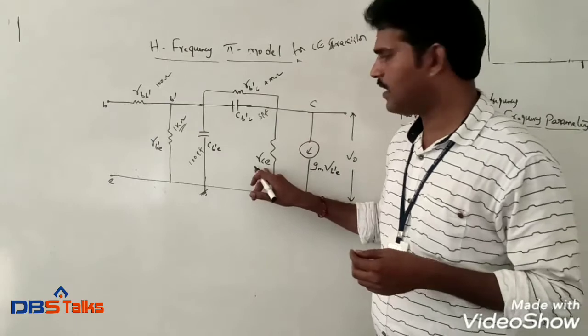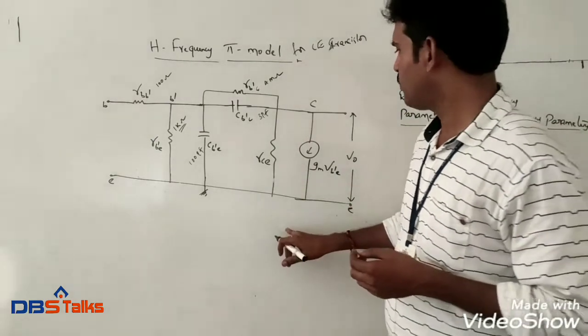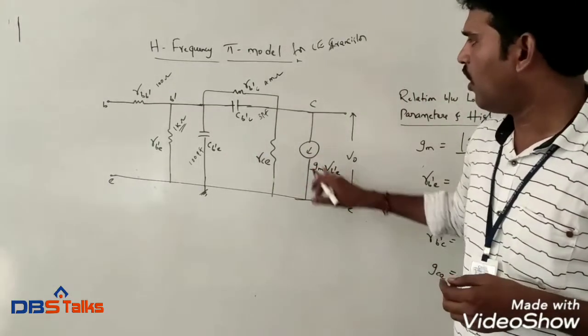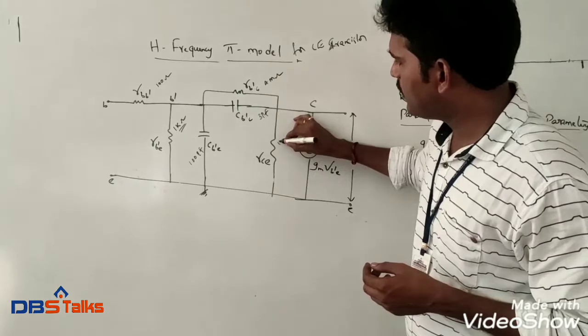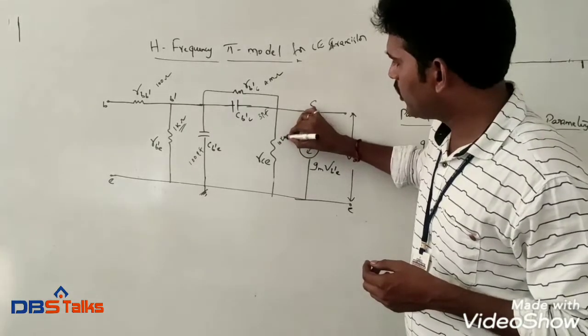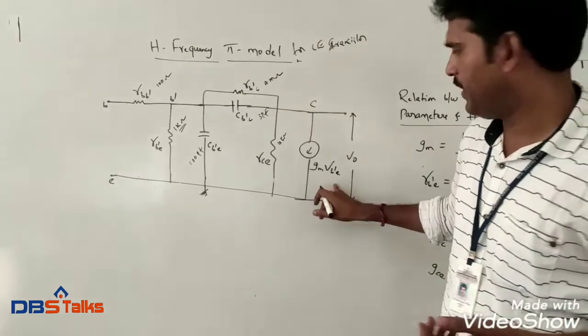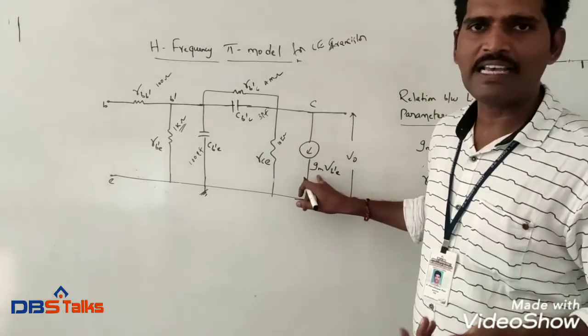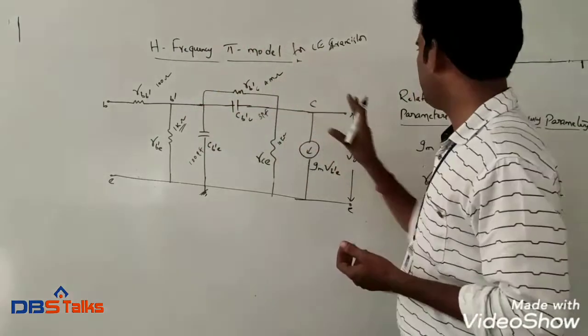RCE is the output resistance, and gm VB dash is the output current generator. RCE is some 10 kilo ohms. Here gm is the transconductance. So these are the high frequency model parameters.